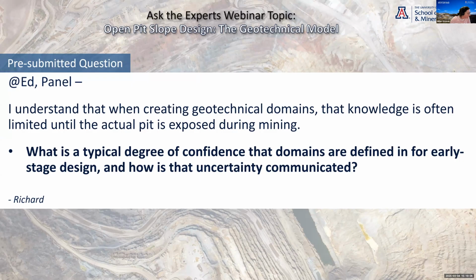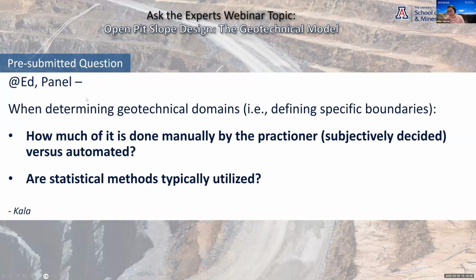Since we're on the topic of geotechnical domains, let's stay there for a moment. If Ed is willing, I'll ask Ed to either address this first or pass it along to another panel member. When you are determining your geotechnical domains, specifically defining the boundaries, how much of that is done manually by the practitioner, so subjectively decided, versus automated? And are statistical methods typically utilized? So Ed, if you're willing, I will first send that one to you.